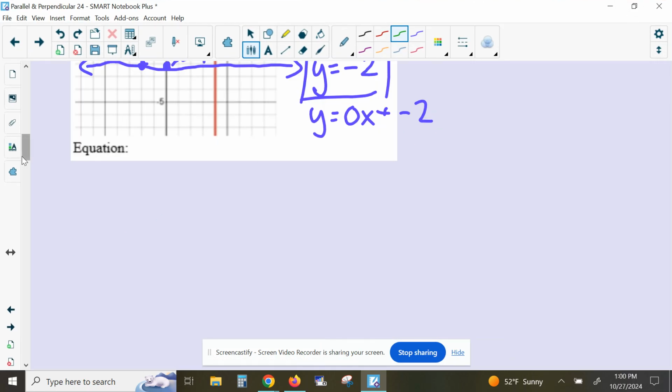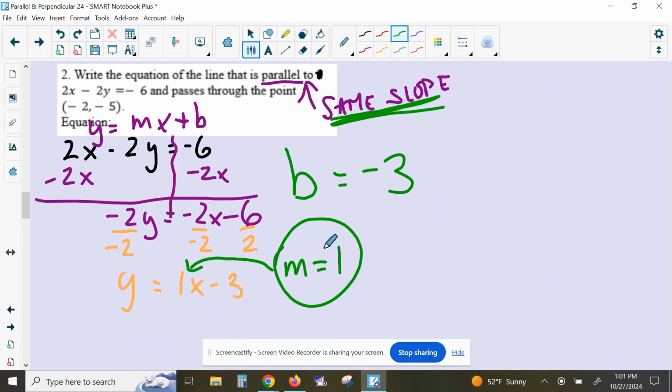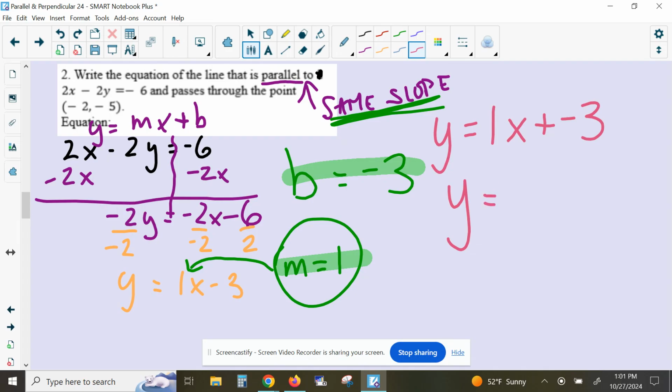So let's go back. Okay, so I have my m and my b. So now that I have these two pieces of information, I could write my equation in slope-intercept form. Remember, you're going to write y is equal to, put in your m, which is 1x, plus a -3. And you can clean that up and just write that as y is equal to x minus 3. Totally fine like that.